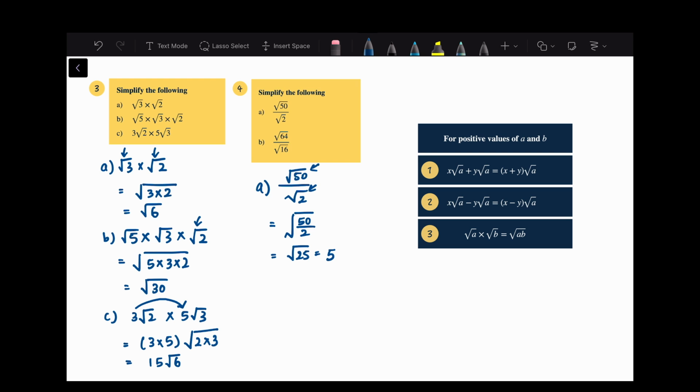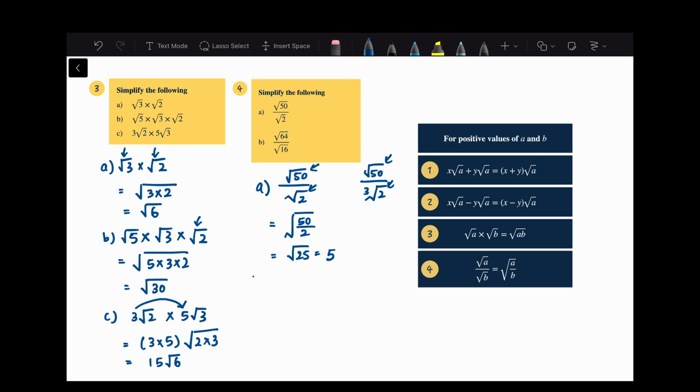Now this principle doesn't work if we have, for example, square root 50 divided by cube root 2. You realize that the roots are different. This is a square root, this is a cube root. So it is not possible to apply this principle. Now let's move on to the next example.